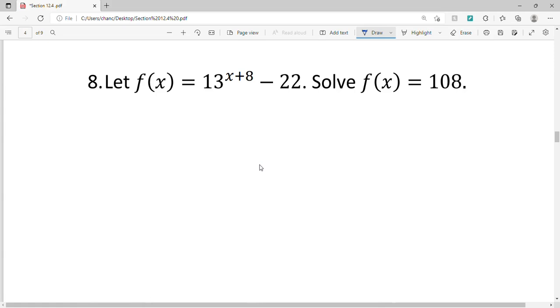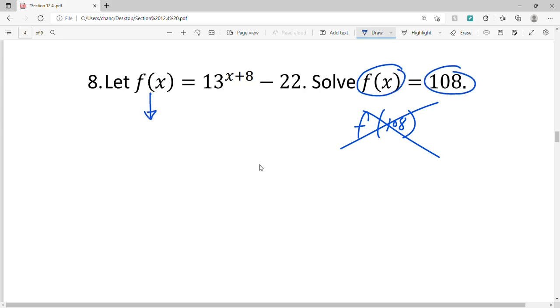In example 8, let f of x be equal to 13 raised to the x plus 8 minus 22. I want to solve f of x equals 108. Do not confuse this problem with finding f of 108. We're not substituting the 108 into x. We're replacing the f of x with 108. This becomes 108 equals 13 raised to the x plus 8 minus 22.